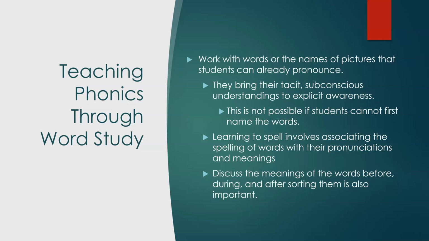So we're going to work with words, or names of pictures, that students can already pronounce, right? So they bring their subconscious understanding to a more explicit awareness facilitated by the teacher. So if the student can't first name the words, then those words are not good for our word sorts.